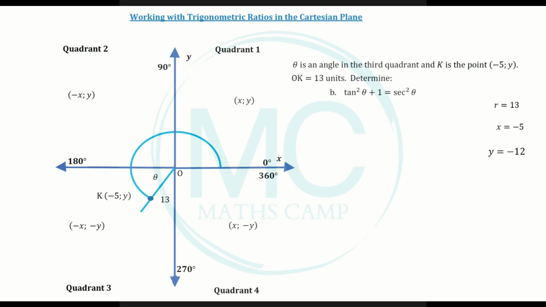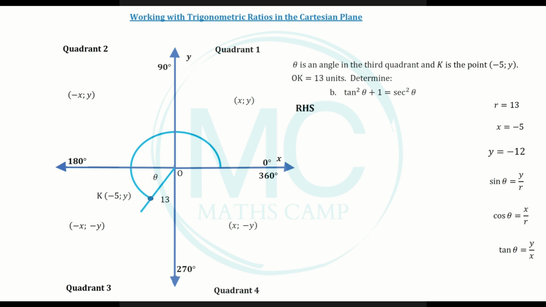Here we have to solve the equation tan squared theta plus 1 is equal to sec squared theta. Let's start by writing down our trigonometric ratios for sine, cos, and tan. Now, to solve this equation, all we have to do is prove whether or not the left-hand side is equal to the right-hand side. Now, you can start with either side, but it may be easier to start with the simpler side. The right-hand side only has one term, so let's start here. To show we are solving the right-hand side, we write RHS for right-hand side.